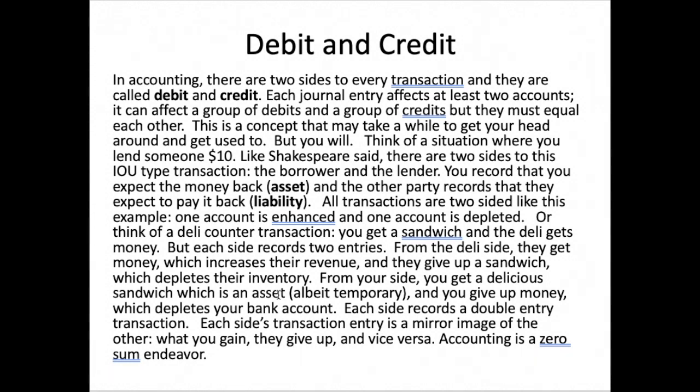So each side records a double entry transaction. Each side's transaction entry is a mirror image of the other. What you gain, they give up, and vice versa. So accounting is a zero-sum endeavor. What one side gets, the other side depletes or loses.